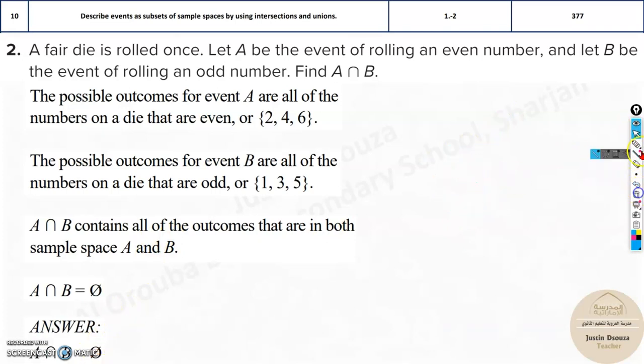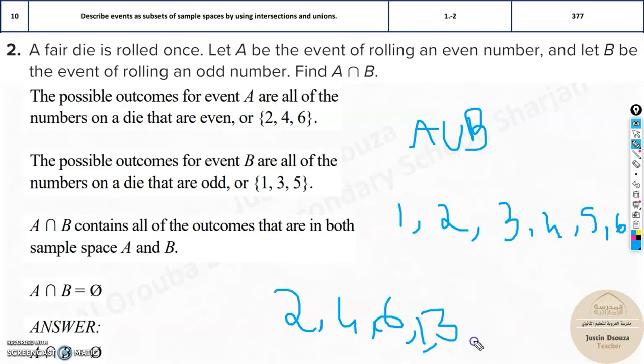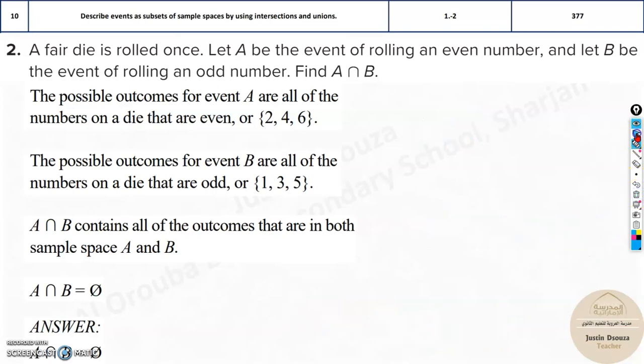Now imagine, just in case they had asked you A union B, then you have to write, usually in ascending order, so we start with 1. The next numbers will be 2, 3, 4, 5, 6. You can't write it like 2, 4, 6, 1, 3 and phi; the options will generally be in this ascending order. So that would be the answer.